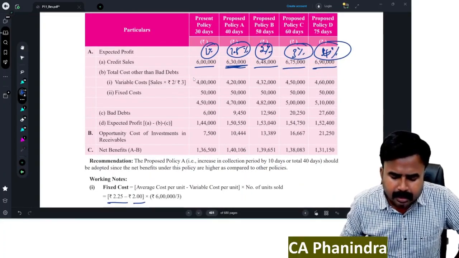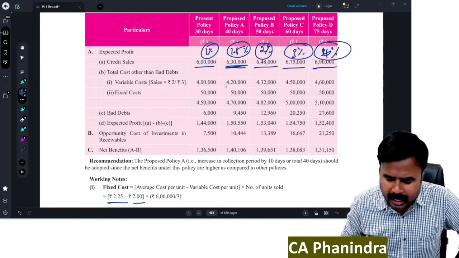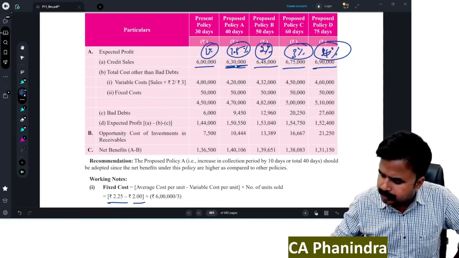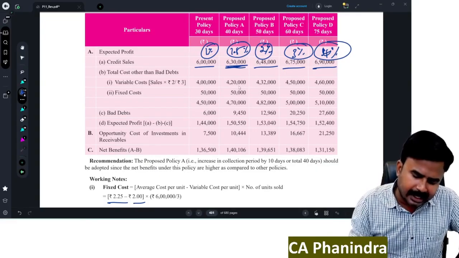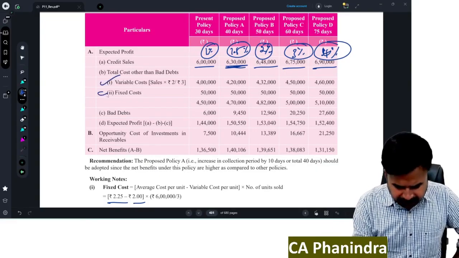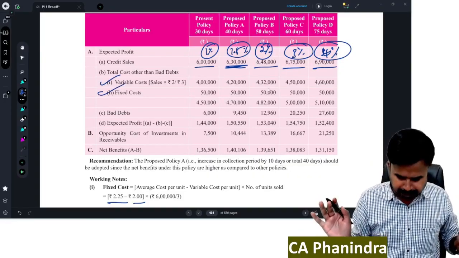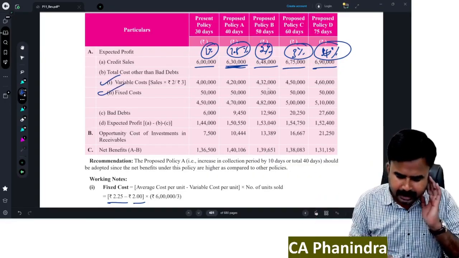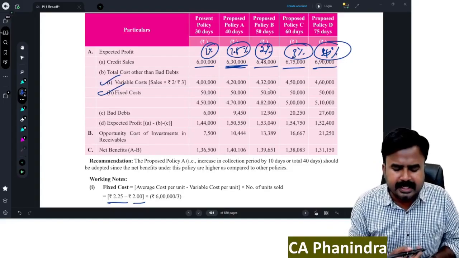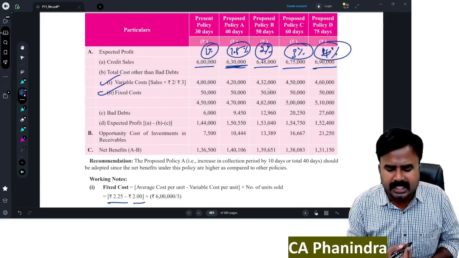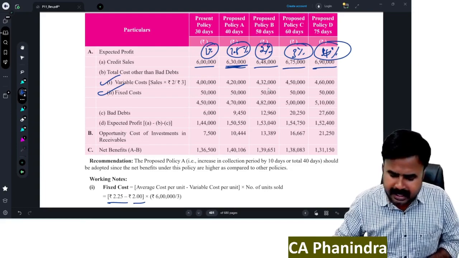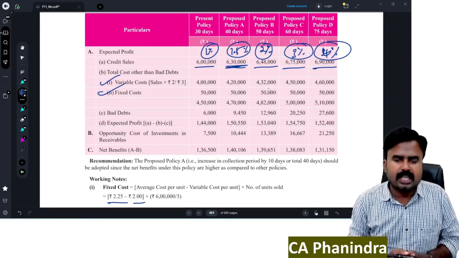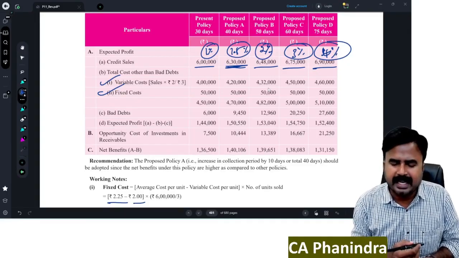So simply 6 lakhs into 2/3, 4 lakhs; 6,30,000 into 2/3, 4,20,000. Like that, you have to calculate variable cost for all the policies. Your fixed cost remains constant for all the policies, 50,000 only, no change in it. Deduct this total cost from credit sales, then I'll get profit before adjustment of bad debts and cash discount. 6 lakhs minus 4,50,000, I got a profit of 1,50,000. That's my profit before adjustment of bad debts and cash discount.